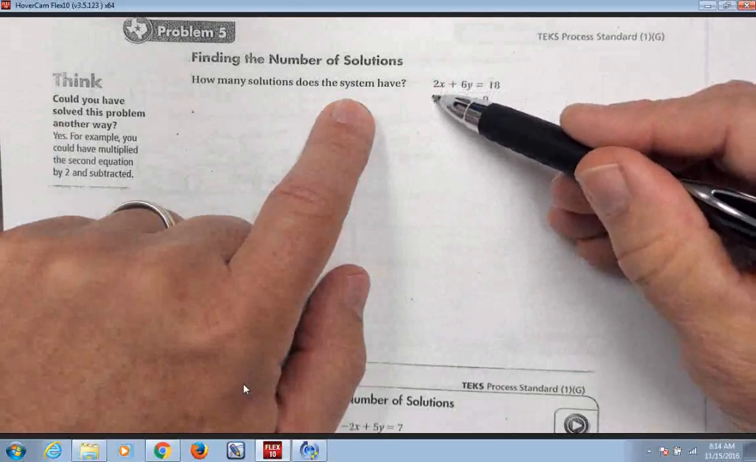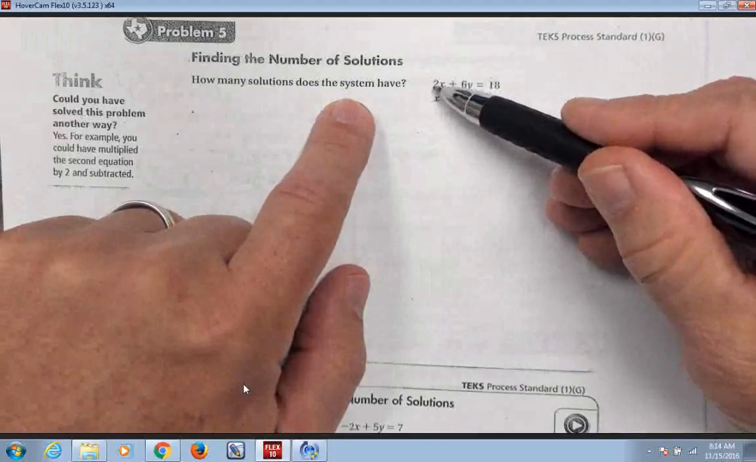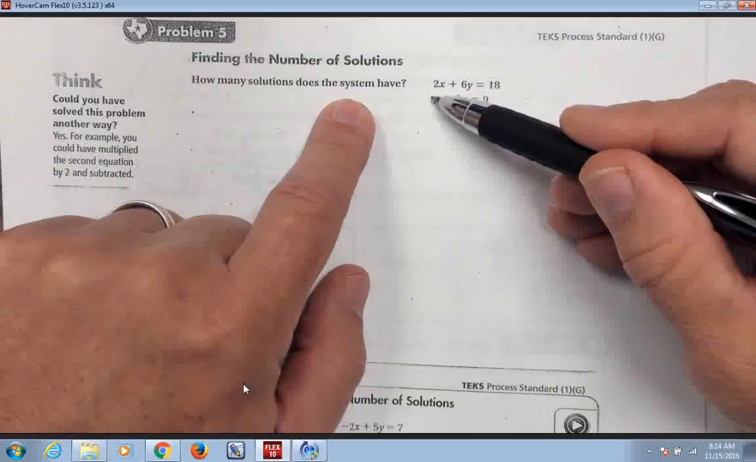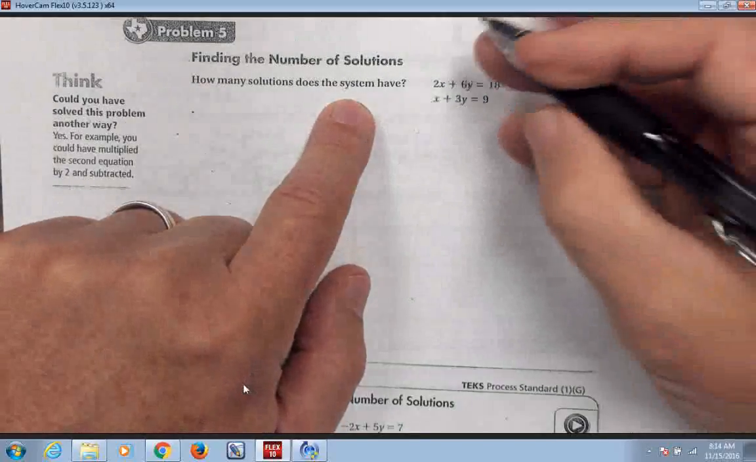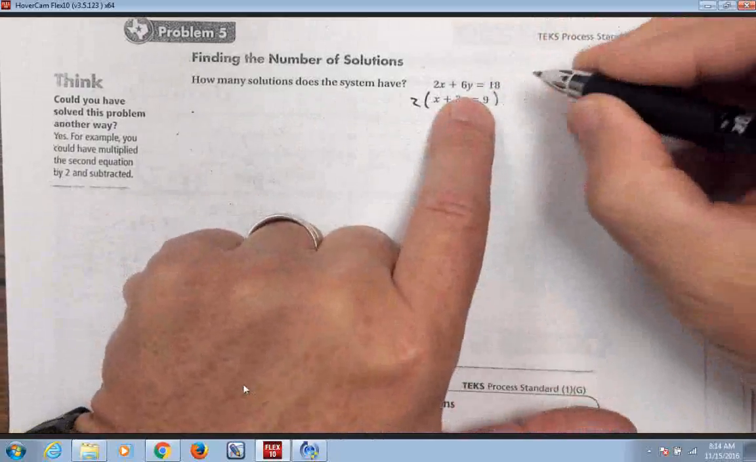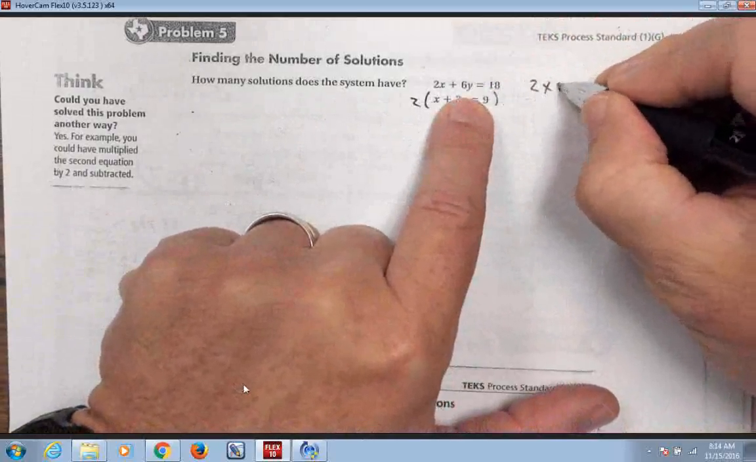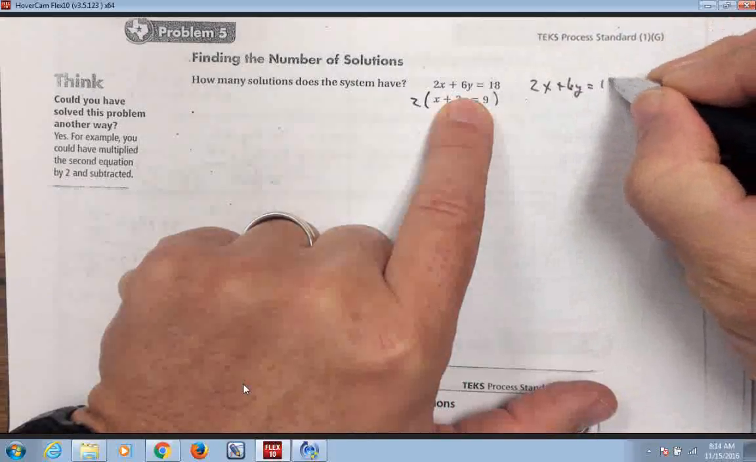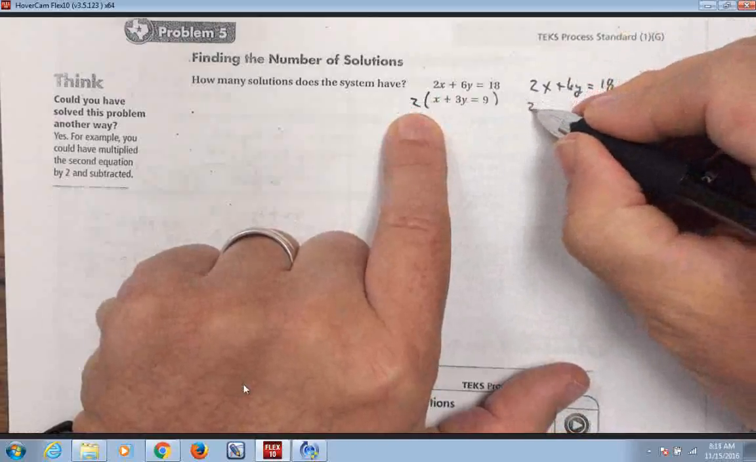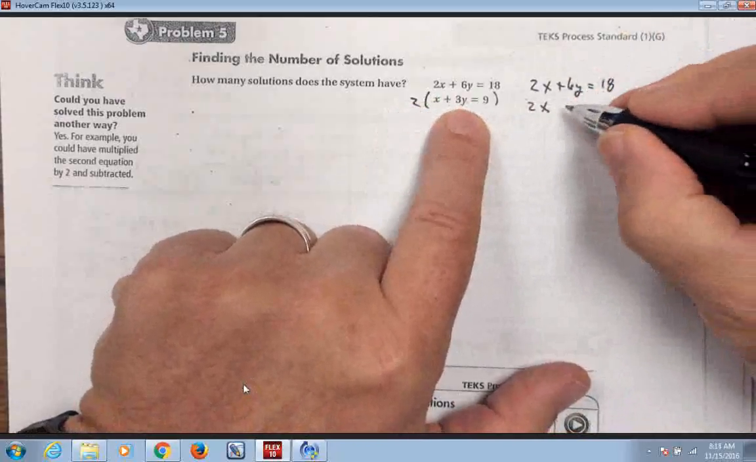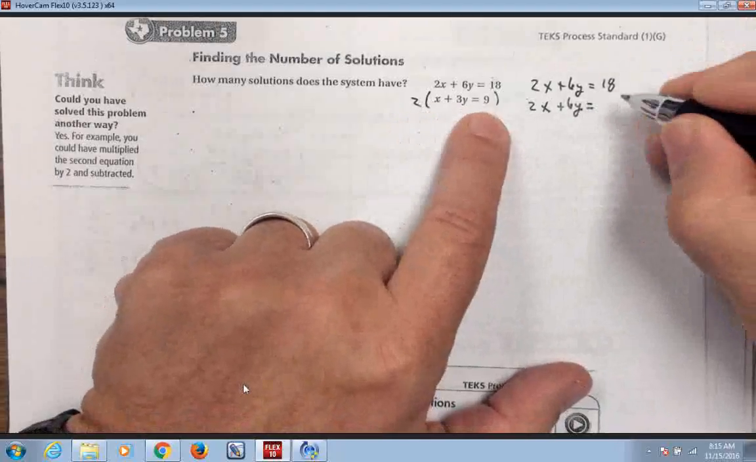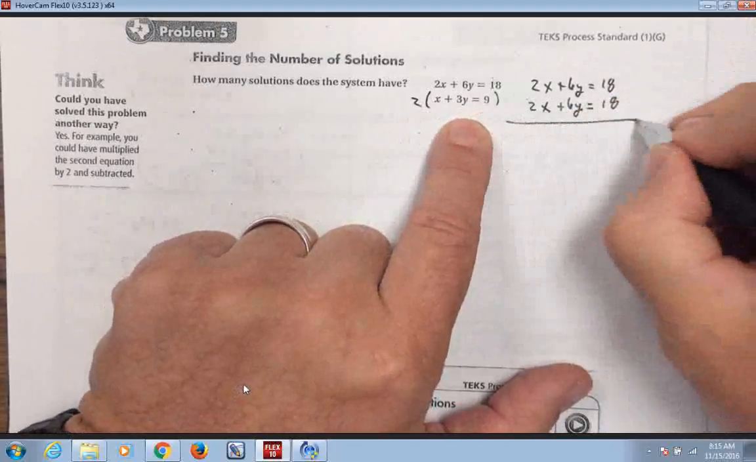So I got to get these both to have a coefficient of what? 2, right? That's got a 2. Can you make that become a 2? How? Multiply it by 2. So I didn't mess with the top equation, so that's 2x plus 6y is equal to 18. Right? But on the bottom equation, if you multiply it by 2, I get 2x. What's 2 times 3? 6y is equal to 2 times 9 is 18.